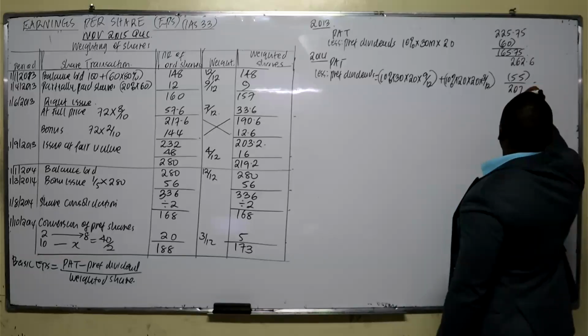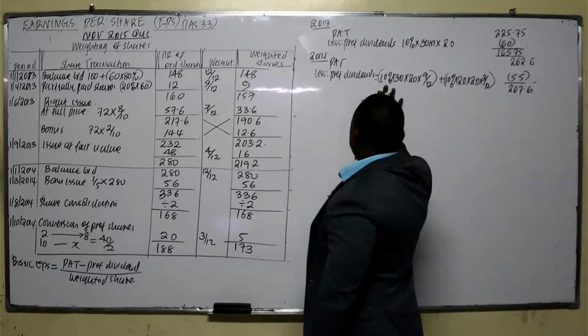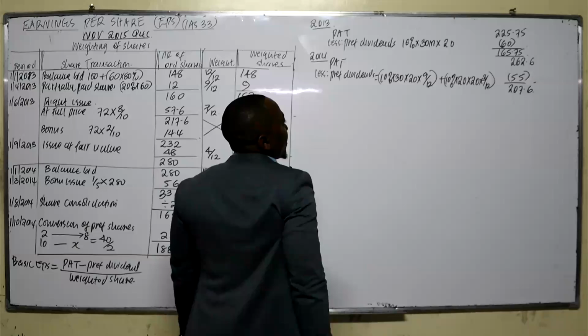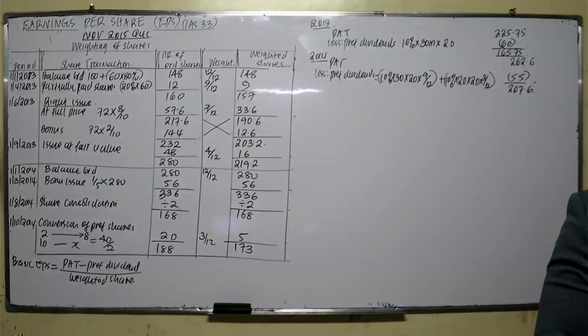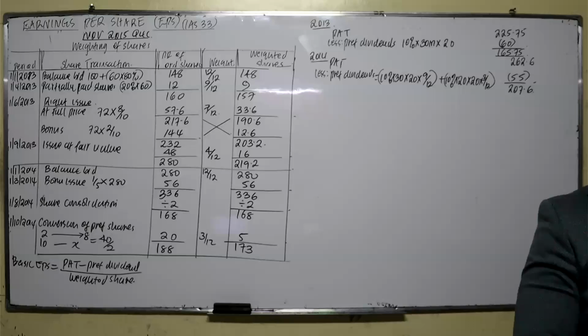27 point. Have you understood what I have done here? Hii unaelewa nini sasa? Kama hamuelewi, that's very simple. Now let's be here.